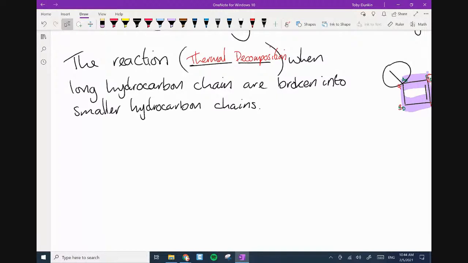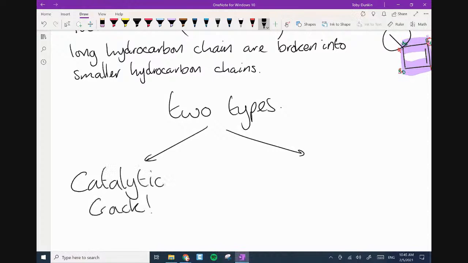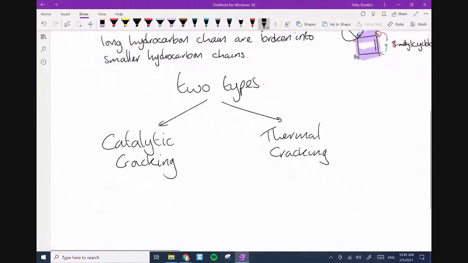So the two types, little subheading. Oh, what's wrong with me today? The problem is my brain is further ahead and my hand's too slow. There are two types of cracking. Number one is called catalytic cracking. The next one is called thermal. Now that's interesting, isn't it? Thermal cracking. Catalytic cracking. And thermal cracking. Okay, so that's quite interesting.